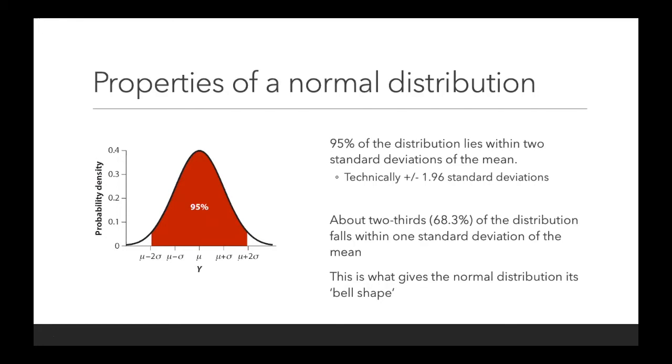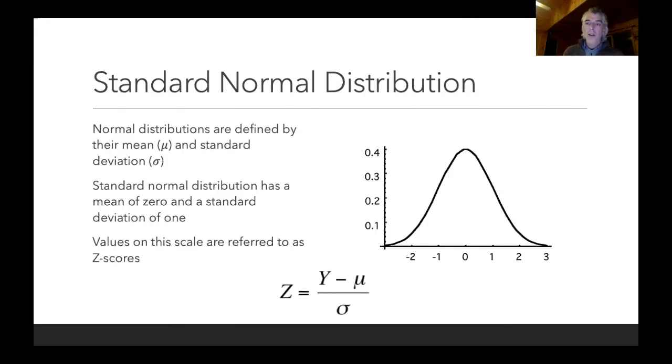The other defining feature then of the shape of this distribution is that about 2/3 of the observations fall within 1 standard deviation of the mean. And these two characteristics then are what determines this bell shape that is characteristic of the normal distribution. Now, I mentioned that a normal distribution is characterized by its mean and its standard deviation.